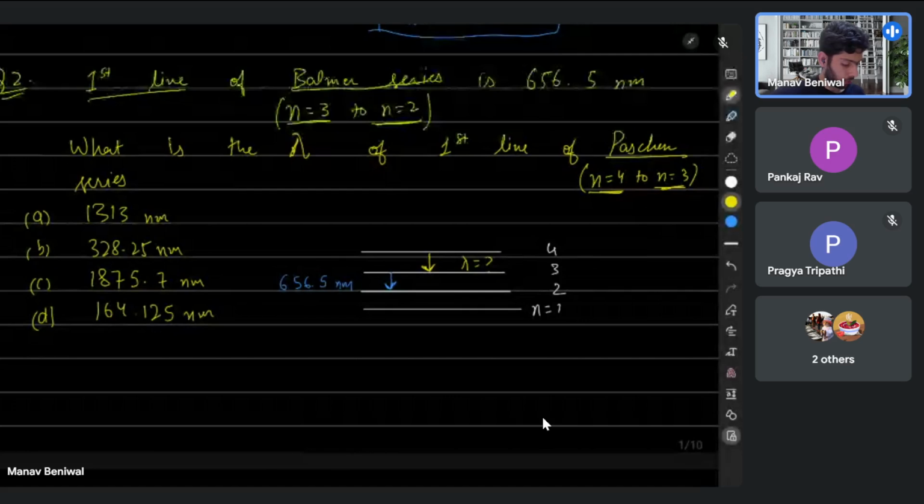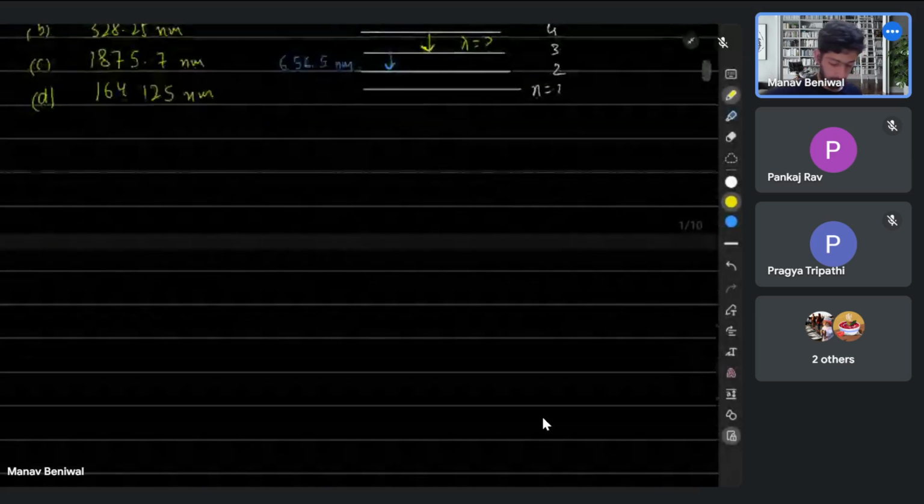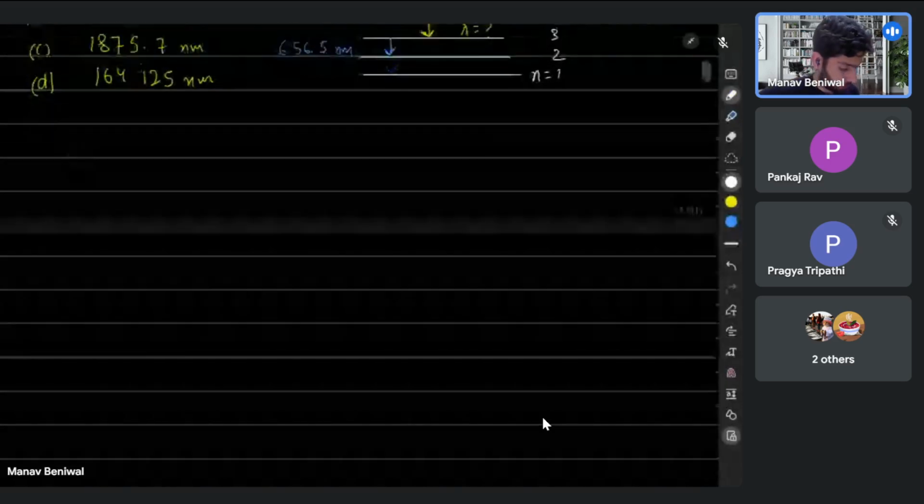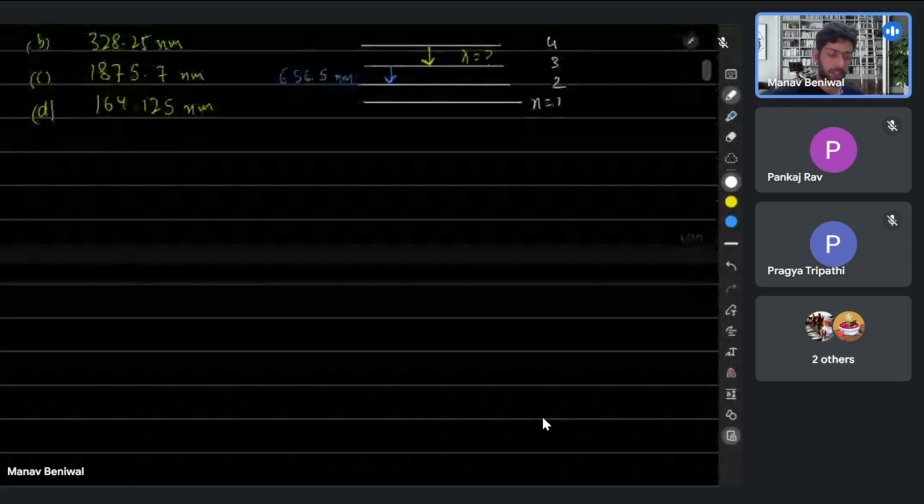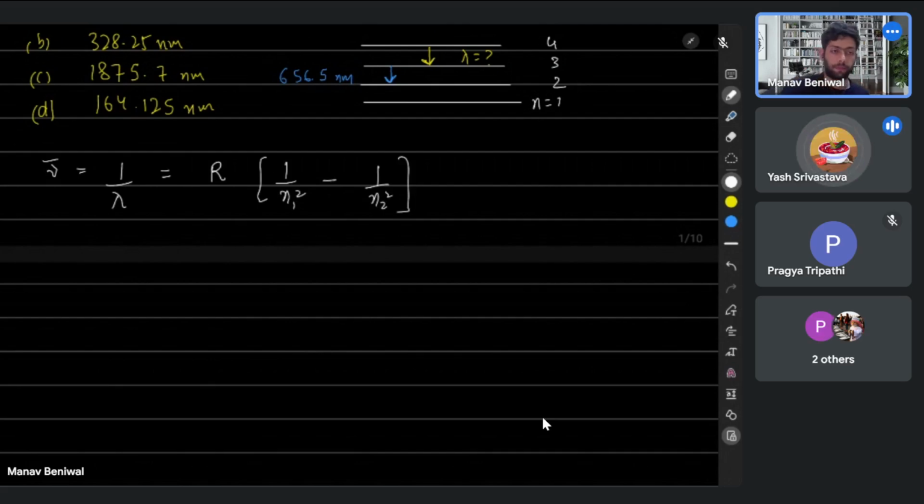Now, how do you go about solving this? I guess everybody knows the Rydberg formula. It tells the wave number, which is nothing but 1 over lambda, that is given by R times (1 over n1 squared minus 1 over n2 squared). Sir, option C. Option number C. Yes, correct.